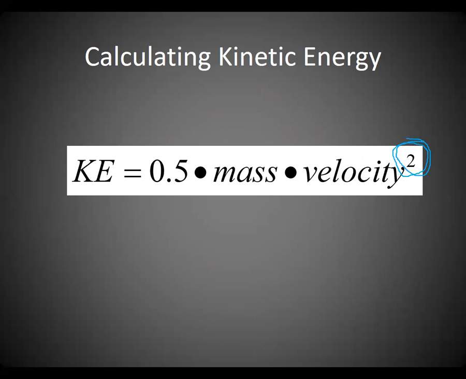This is so important. The order of operations says that you have to do this part first. You have to take whatever that speed is, the velocity, and you need to multiply it by itself. You need to square it. So again, the kinetic energy of an object equals 1/2 times the mass times velocity squared. So if I were doing this on a calculator, I would take whatever the velocity is, multiply it by itself, then times it by the mass, then times it by 0.5.